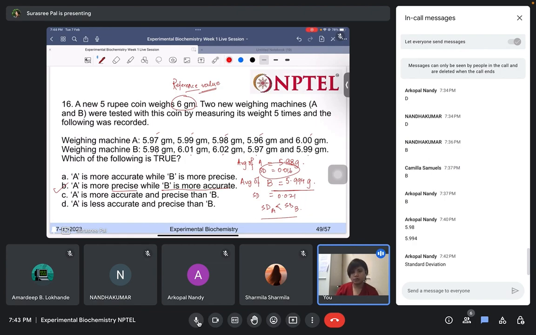Does any of you know how to calculate standard deviation? There are several software programs which can calculate standard deviation for you, but do you know the method by which you can calculate it manually? Do I need to tell you that, or do you already know?